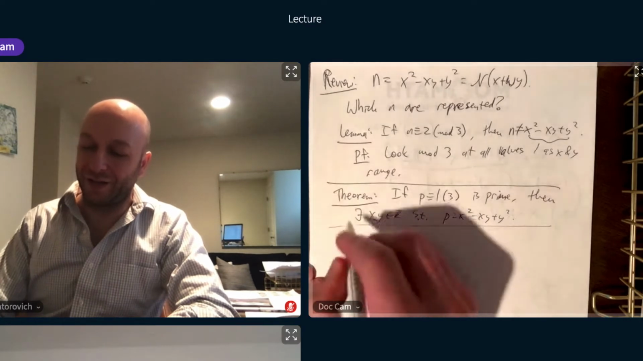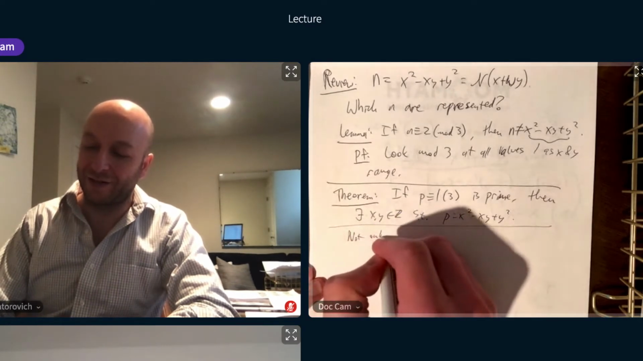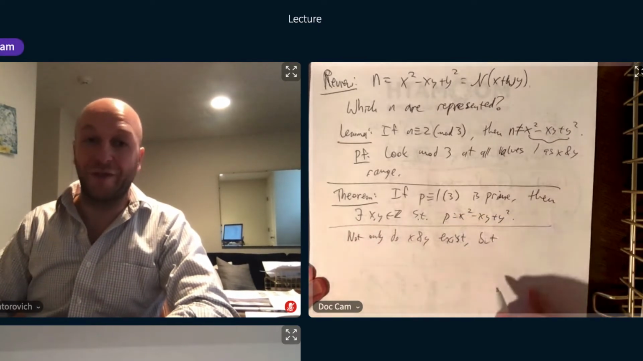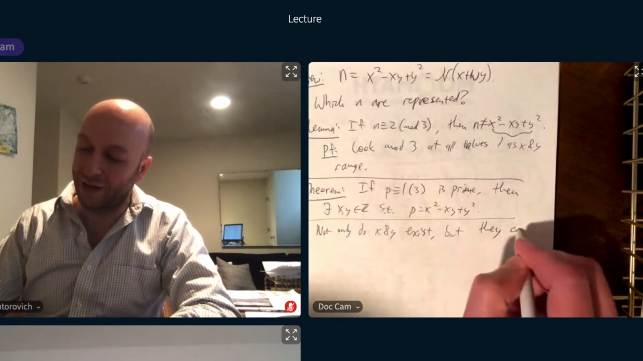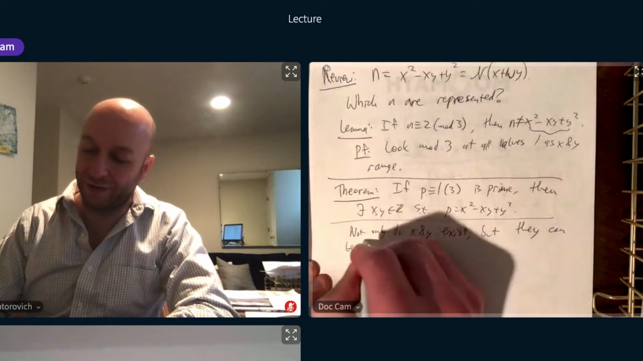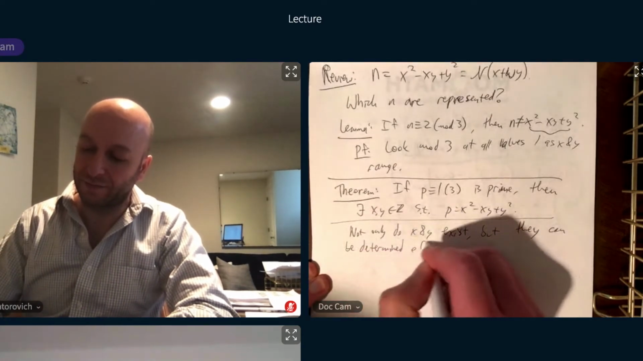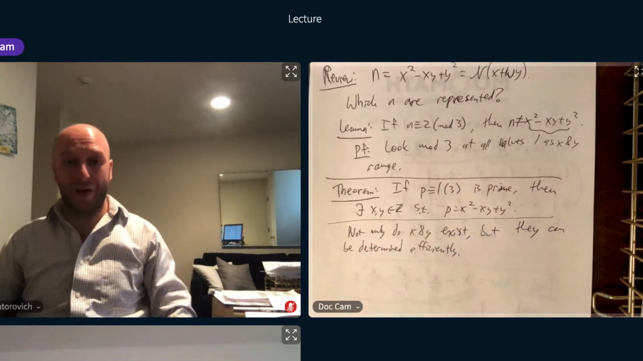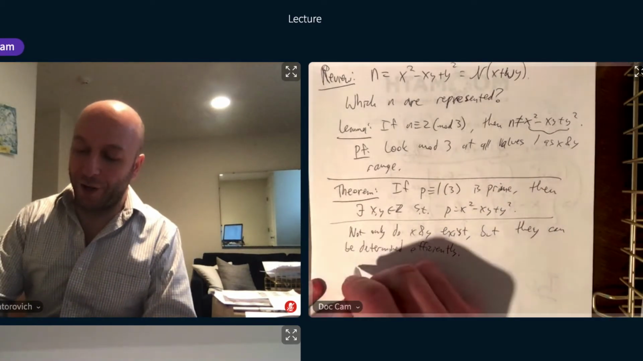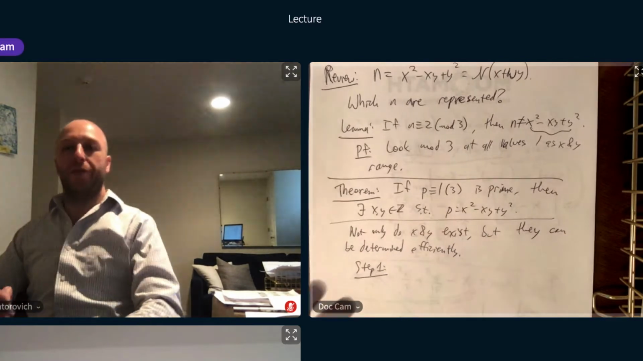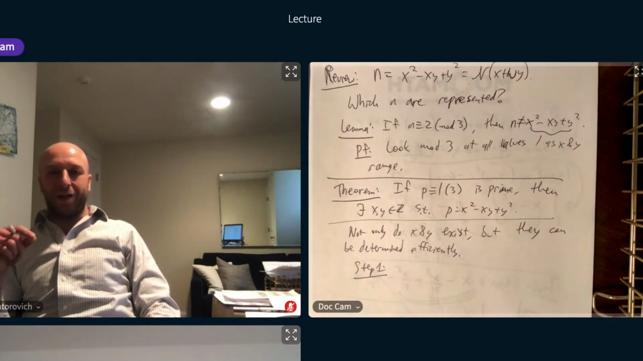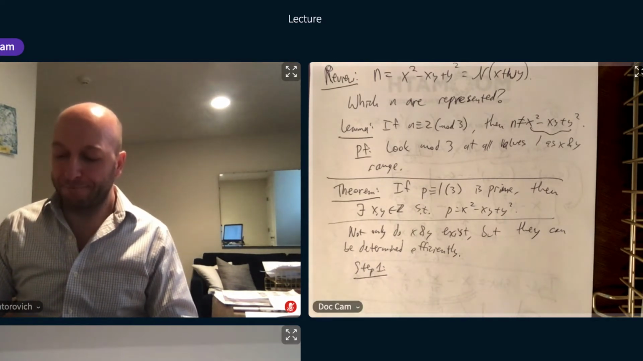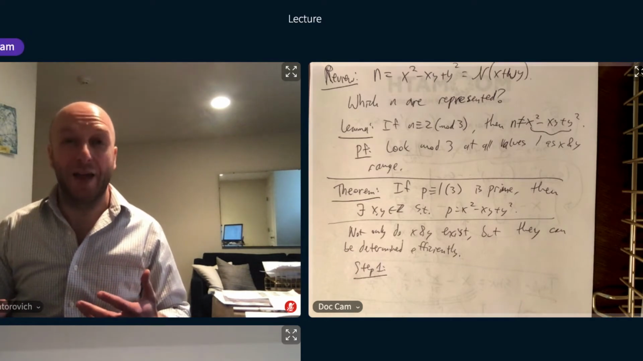Not only do they exist, not only do x and y exist, but they can be found efficiently. They can be determined efficiently. Same as what happened with sums of two squares. So how do you do this? Step 1. If you remember what step 1 was in the other proof, when we had sums of two squares, step 1 was to find something that behaves like i. Find a fourth root of 1.